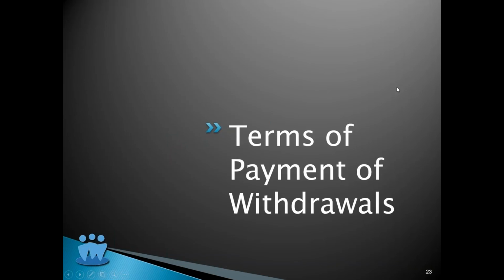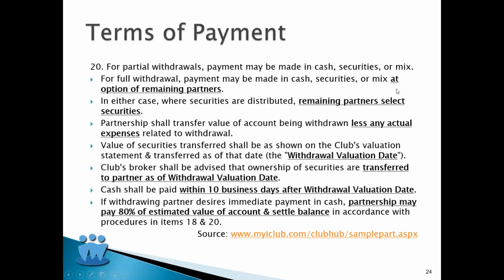So let's talk about the terms of payment of withdrawal. We've been talking about cash and stock withdrawals. And again, item 20 here in the sample partnership agreement gets pretty convoluted, but it says partial withdrawals can be made in cash, securities, or a mix. For full withdrawal, payment may be made in cash, securities, or mix at the option of the partners. In either case where securities are distributed, the remaining partners select the securities.